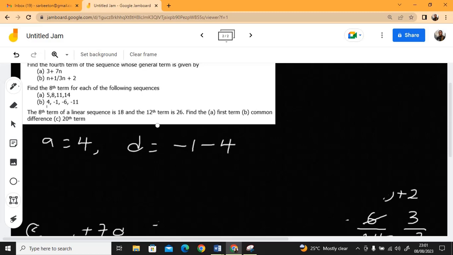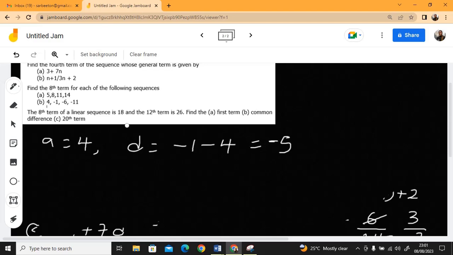Please don't make that mistake. It's not right to say that 4 minus 1 is the common difference. No, you are subtracting the first term from the second term, or the second term from the third term, or the first term from the third term. So 4 minus 1 minus 4, this common difference gives me minus 5.